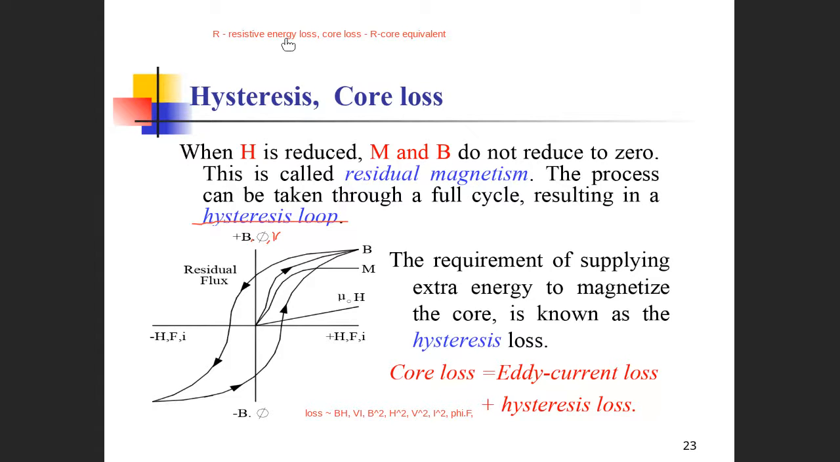In practice, the core losses can be represented by using an equivalent core resistance, because resistance represents energy losses. This equivalent core resistance we will study in detail when we study AC and transformers.